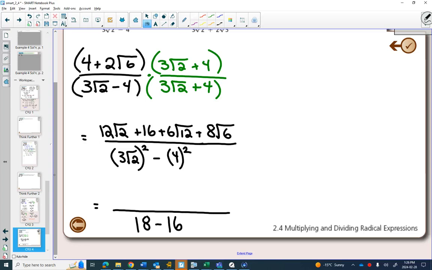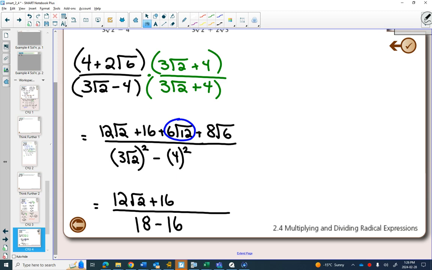No. Are there any square roots you can simplify further? Yes, I'm going to circle it here in blue. This is the only one. The rest, none of them are like terms. I still have 12 root 2. I still have plus 16. But this 6 root 12.